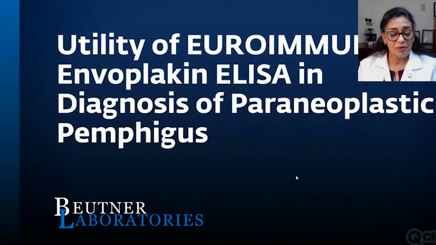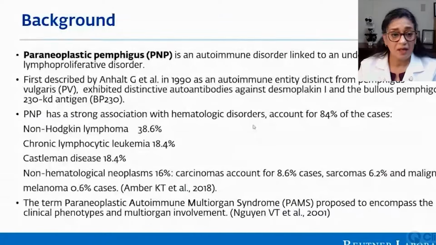For the next few minutes, I would like to share our experience on the use of a new commercially available envoplakin antibodies ELISA for the diagnosis of paraneoplastic pemphigus. It's important to diagnose this condition because of its association with malignancies. And paraneoplastic pemphigus, or PNP, as Dr. Sinha mentioned, is an autoimmune disorder linked to an underlying lymphoproliferative disorder.